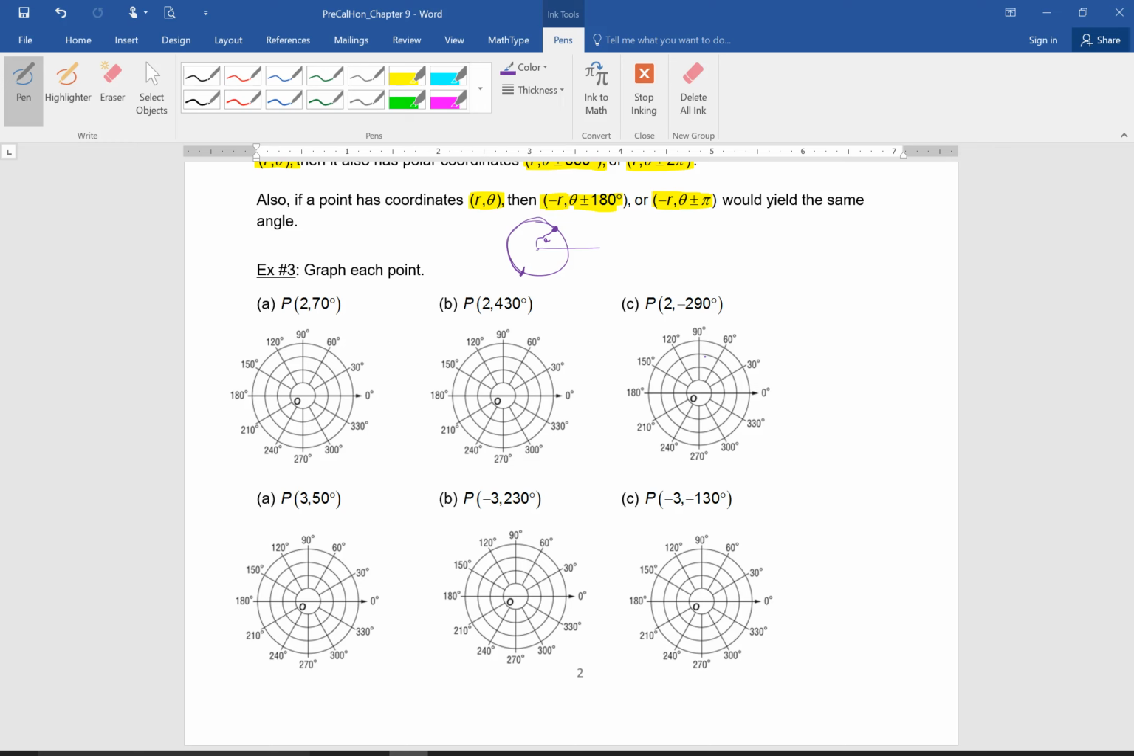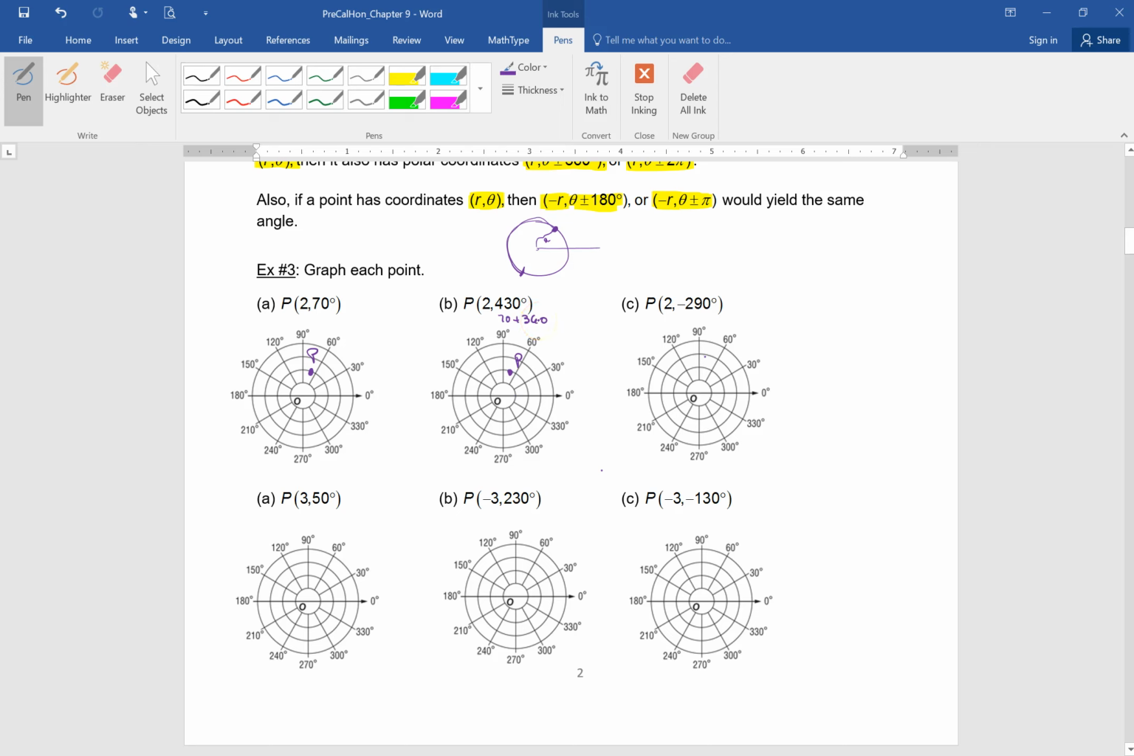Look, here we have 70 degrees, which is going to be right about there, and a distance of 2. So 1, 2. That's where my point P is. Now let's graph an r of 2, but an angle of 430. Where is 430? Here I'm at 2. 1, 2. Well, 360 plus another 70. That's where my P is now. It's the same point because I added 360. So this is just 70 plus 360.